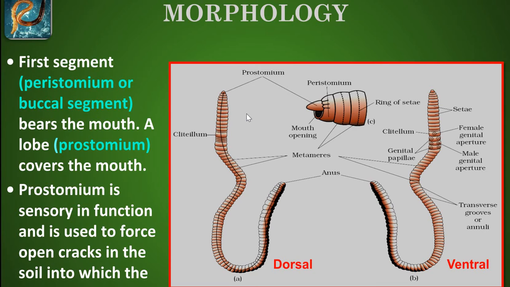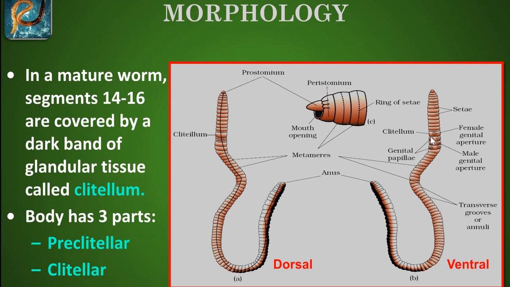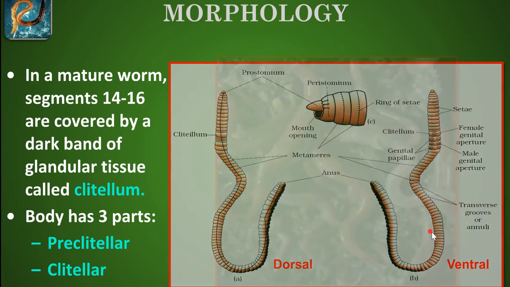It also has a sensory function and it is used to open the cracks in the soil into which the earthworm crawls. So in a mature worm, segments 14 to 16 are covered by a dark band of glandular tissue called clitellum. The body has three parts: preclitellar, clitellar and postclitellar.